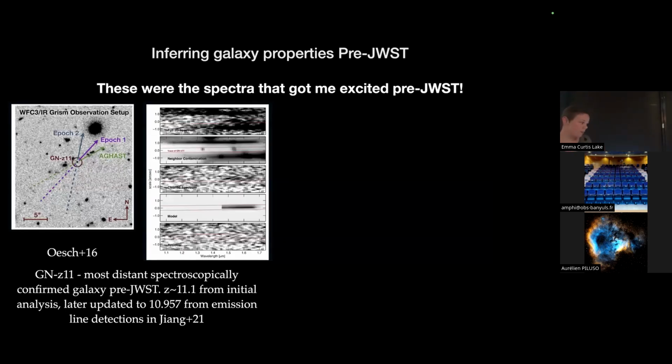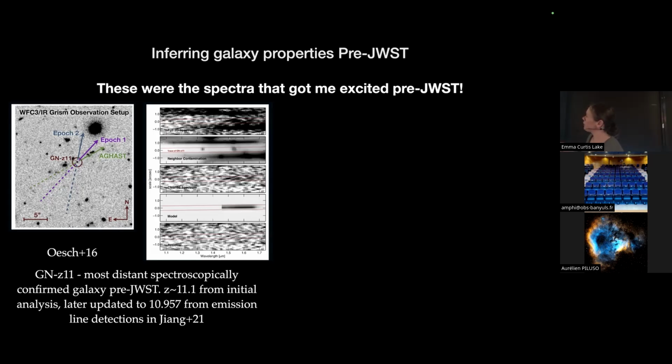We would have liked to have been confirming these galaxies as we went, but it was incredibly challenging, partly because they were so faint, partly because the spectral capabilities just weren't there. These were some examples of spectra that got me really excited pre-JWST. This was the highest redshift spectroscopically confirmed galaxy. It's called GNZ11, and we see it later in this talk.